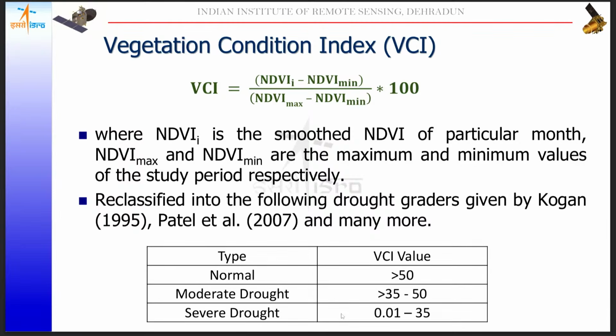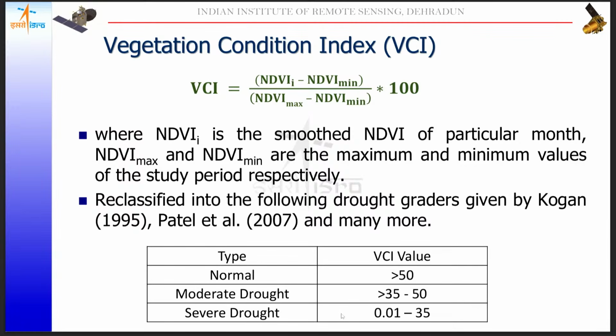On the basis of that, what is the situation of the current time. If the NDVI condition is near the maximum side, then your VCI value is definitely close to 100. If the current season NDVI value is close to the NDVI minimum side, then your VCI value is close to 0.